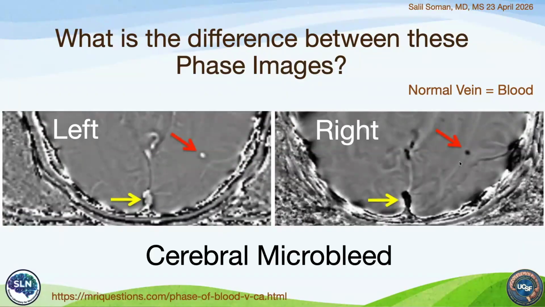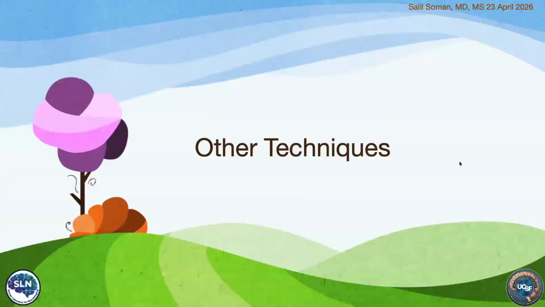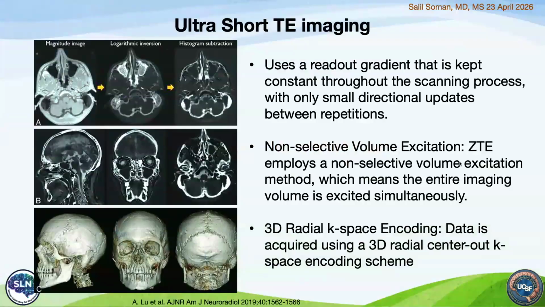All right, cool. So other techniques for susceptibility: there's something called ultra short TE imaging, where, hopefully to the clinicians in the audience, this looks like CT.